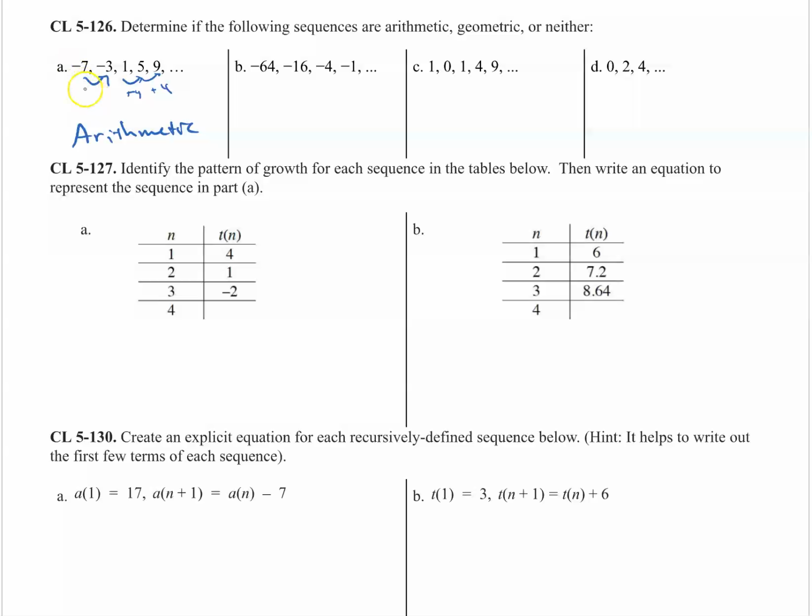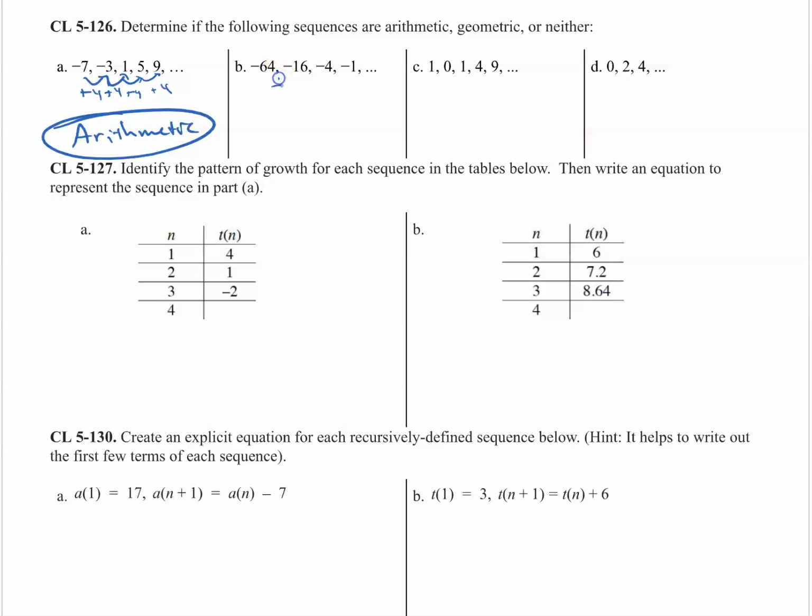Negative 7 plus 4 is negative 3, so that works. And negative 3 plus 4 crosses over 0 to 1. Negative 3 plus 3 is 0, so negative 3 plus 4 is 1. Yeah, that works. The pattern holds. That's arithmetic. How about this one?